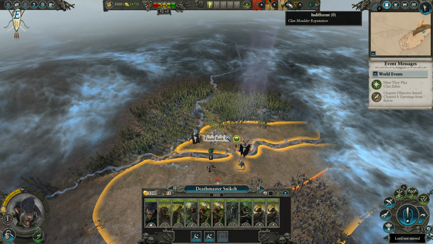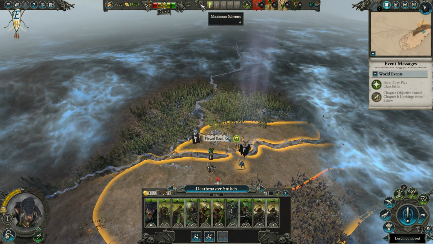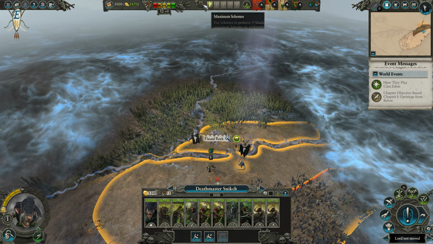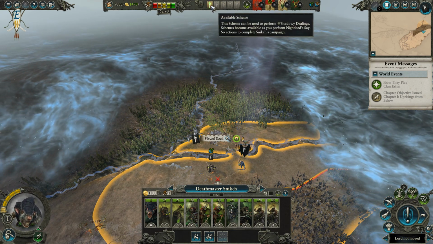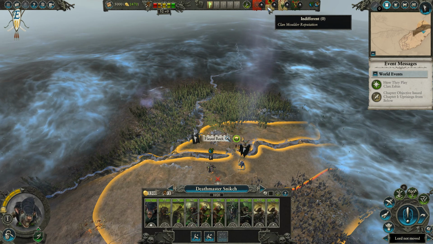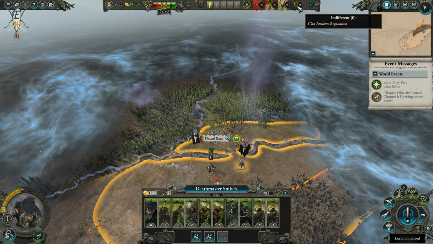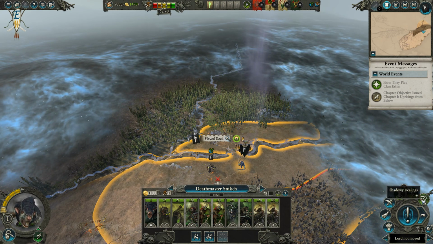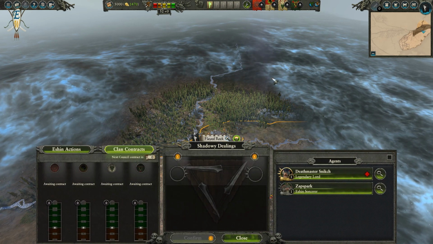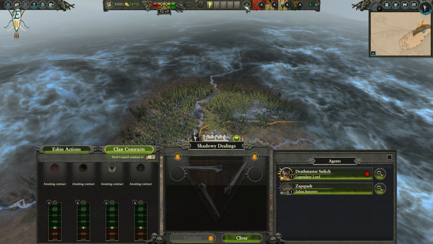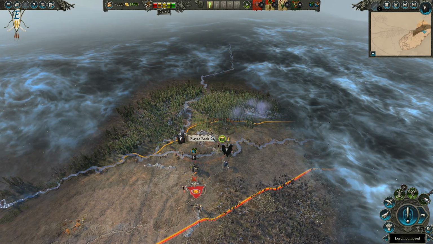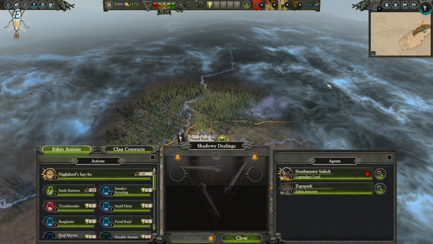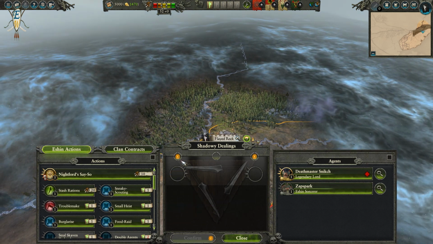Okay, so as you can see, up here is a lot different. So these are his schemes available. So he's got a scheme available. You can also see the other clans. You're able to basically meet with them quickly. So if you open this up, this brings up the shadowy dealings. So I believe you can do it from there, and you can do it from there. So there's two ways you can bring this menu up.